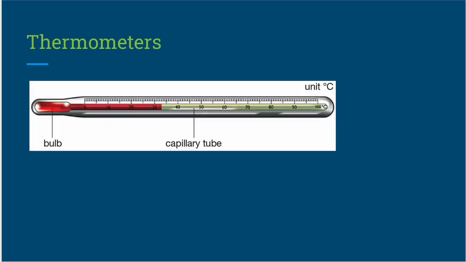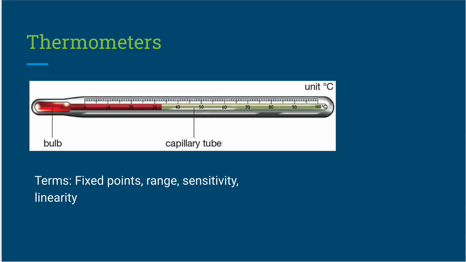So there's a few parts on a thermometer. So firstly we have the bulb at the bottom, which holds a volume of liquid, and this expands upon heating, moving up the capillary tube. And on the capillary tube we have a linear scale, which allows us to read the temperature.